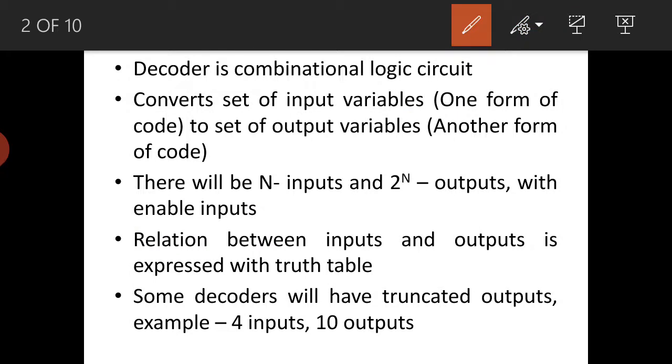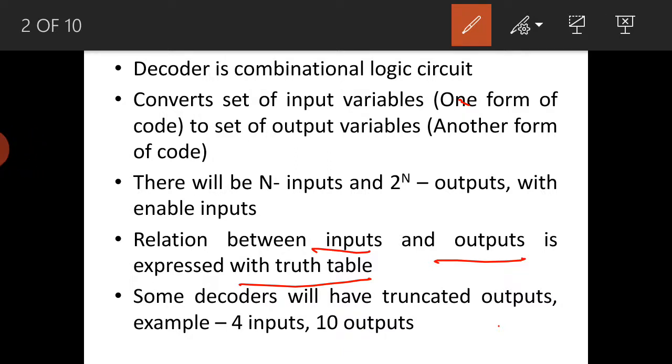Okay, so now if there are n inputs, then 2 raised to n possible outputs are there. Then how can we define the relation between inputs and outputs? The relation between inputs and outputs in a decoder can be expressed with a truth table. So the truth table will explain the relation between inputs and outputs.